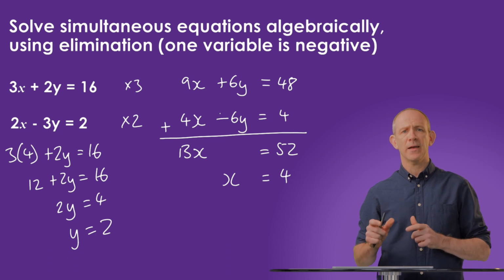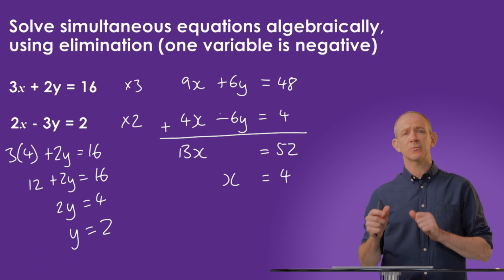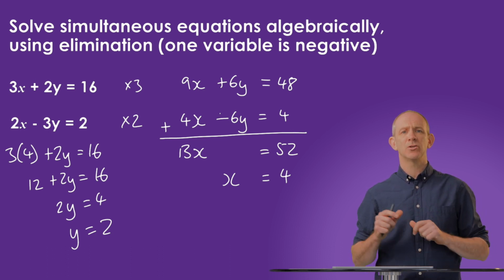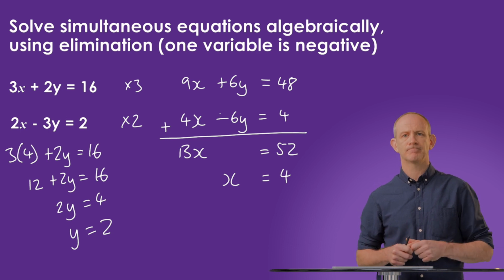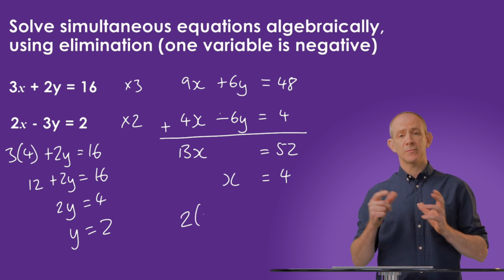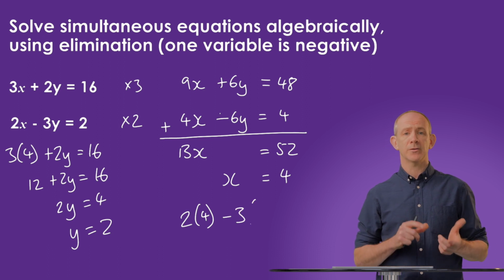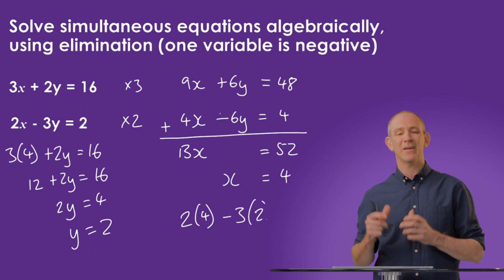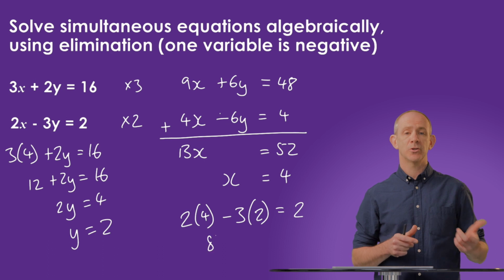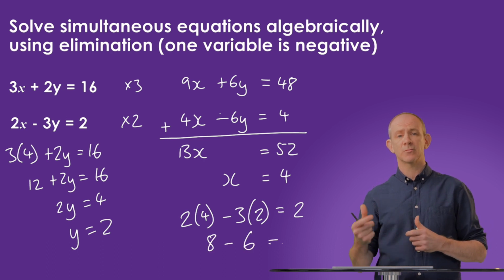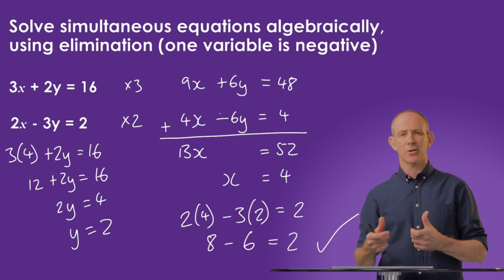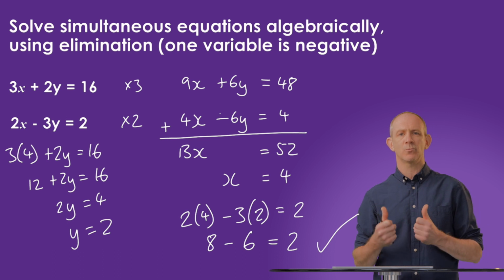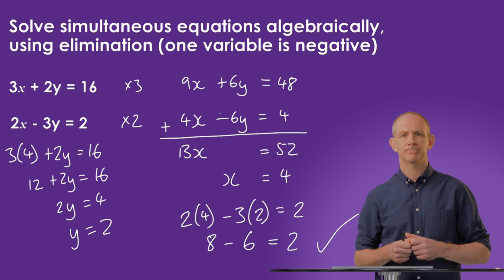Now we've got a value for x and a value for y. We can substitute them both into the second equation just to double check our answers. So we'll do 2 times the x value of 4 minus 3 times the y value of 2. And that should give us the answer of 4. Well, 2 times 4 is 8. Take away 3 times 2, which is 6, gives us 4. So excellent. We can say our answers for x and y are correct for this equation.